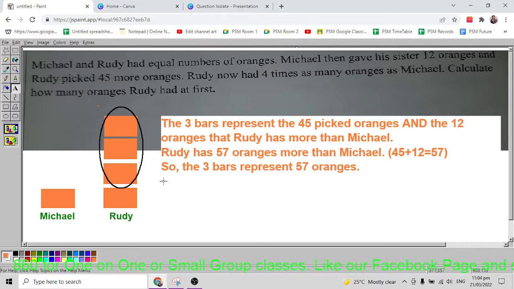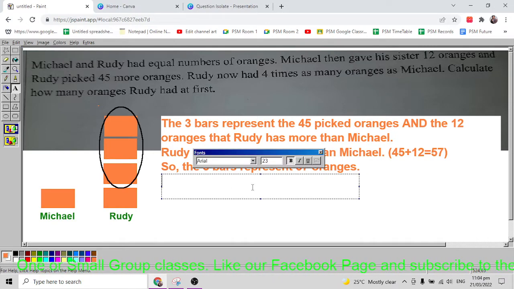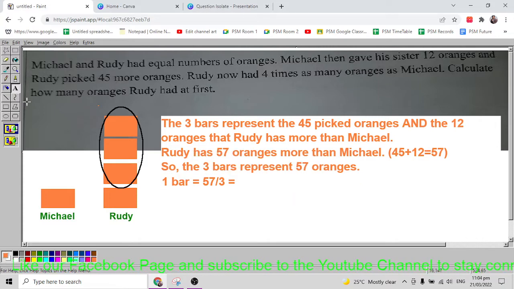Okay, great. Now, if 3 bars represent 57 oranges, 1 bar is equal to 57 divided by 3. And if you do that, I always do working. Always do working. So I will do that working here. So for the 45, let me just backtrack a little bit. Always make sure to put the work in. That's important. 5 plus 2 is 7, and 4 plus 1 is 5. So 57. Good.